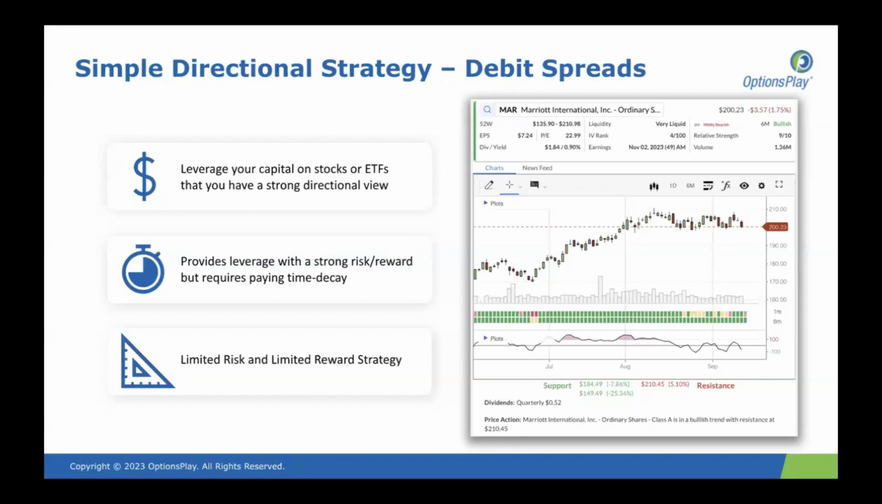We're going to look at it. I'm going to actually share with you a daily play that I put together last night for this morning. This provides leverage and a strong risk reward, but requires paying time decay.